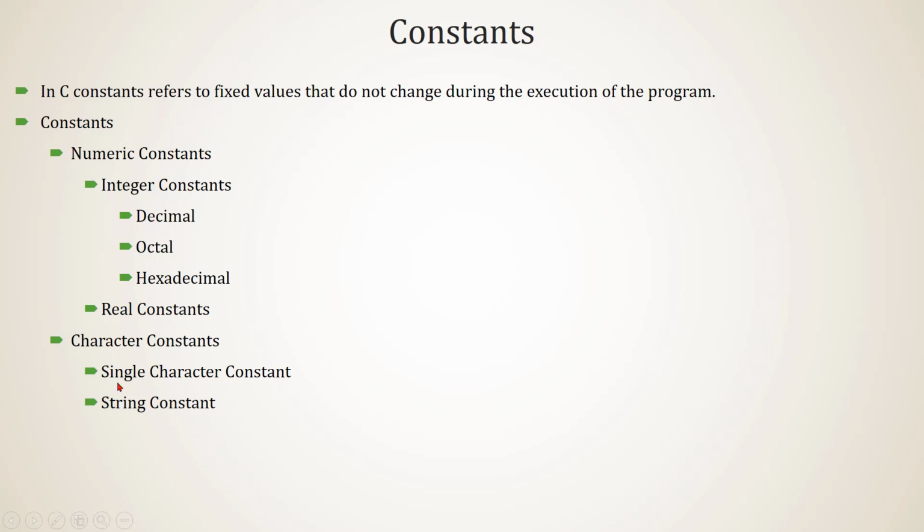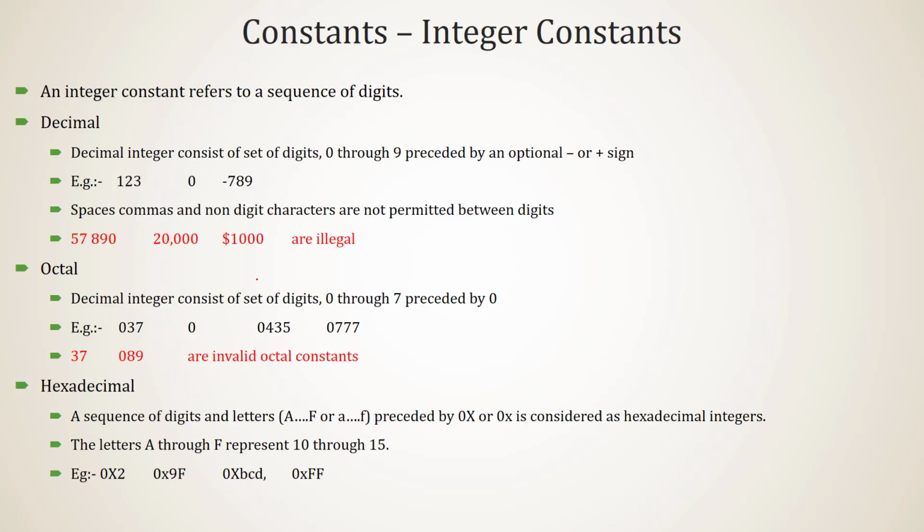This is the classification of constants. Constants are classified into two: numeric constants and character constants. Numeric constants are again classified into integer constants and real constants. Integer constants are again classified into three: decimal, octal and hexadecimal. Character constants are classified into single character constants and string constants. We will look at them one by one. First is the integer constant.